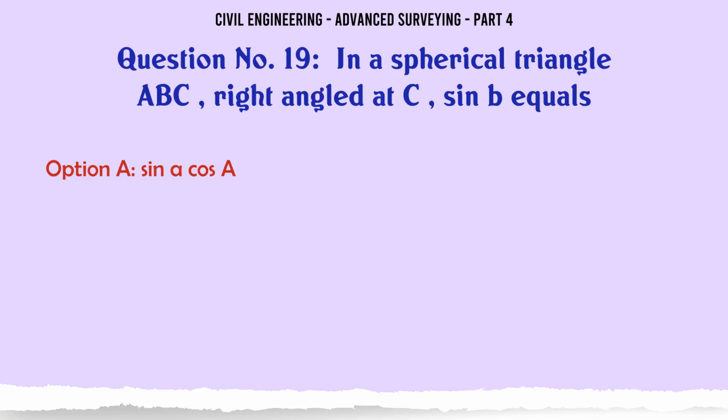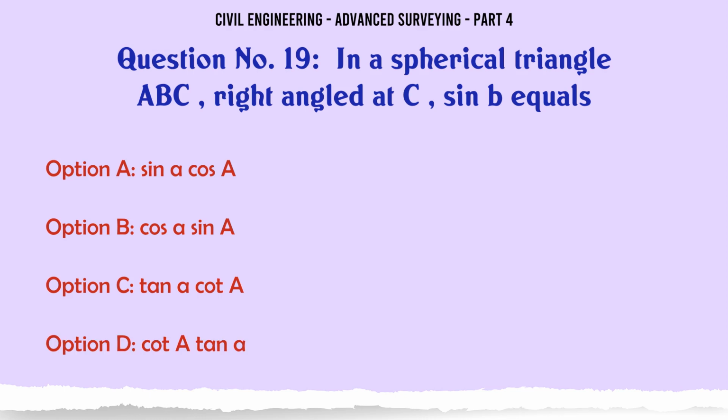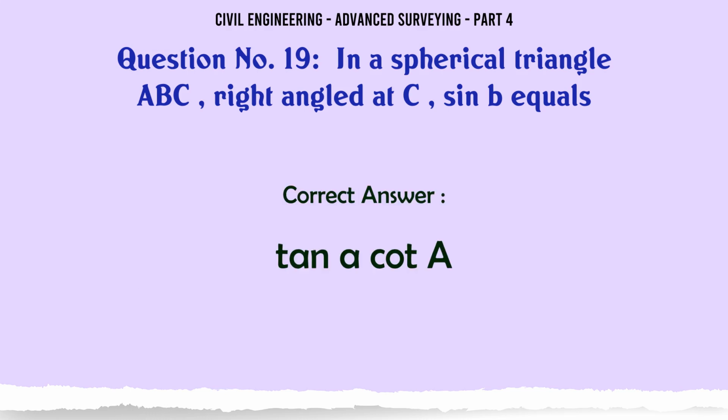In a spherical triangle ABC right-angled at C, sin B equals A. sin A cos A, B. cos A sin A, C. tan A cot A, D. cot A tan A. The correct answer is tan A cot A.